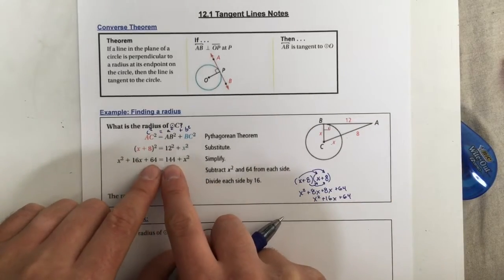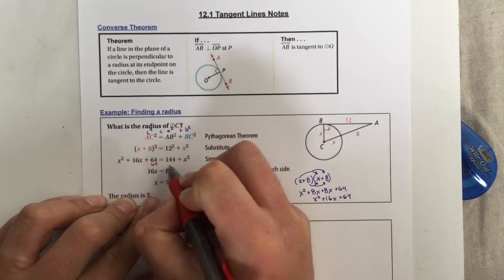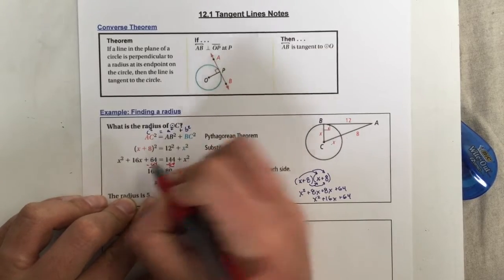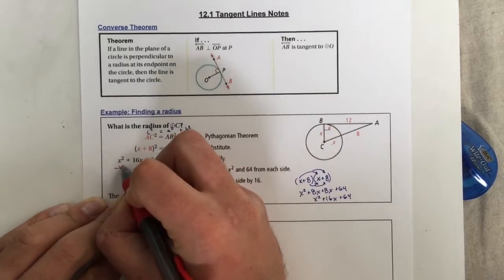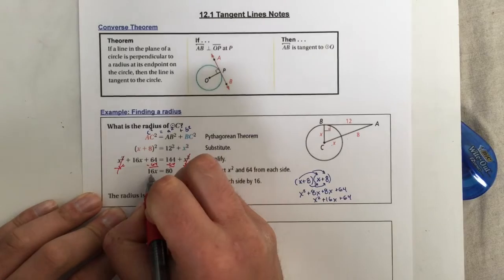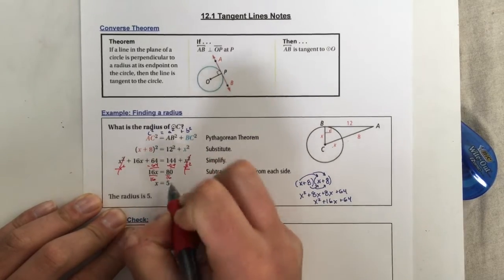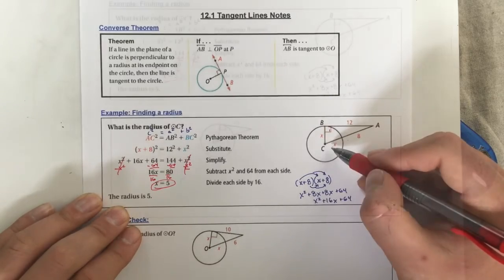Then we can subtract 64 from both sides. But also we can move this x squared over, and notice that these will actually cancel out. So you're left with 16x equals 80, and divide by 16 you get 5. The radius has to be the same for both.